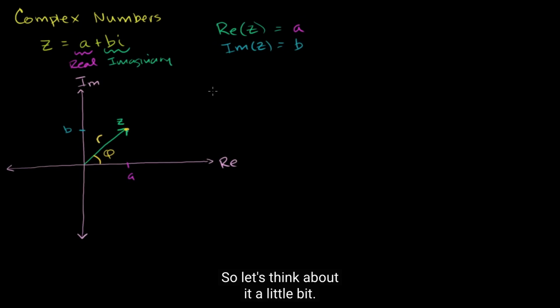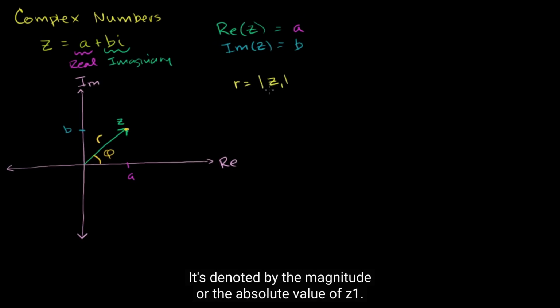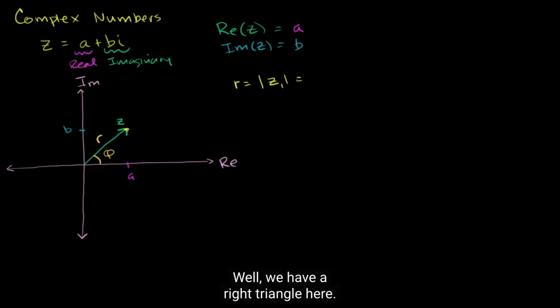So let's think about how we would actually calculate these values. So r, which is the modulus or the magnitude, is denoted by the magnitude or the absolute value of z. What's this going to be? Well, we have a right triangle here.